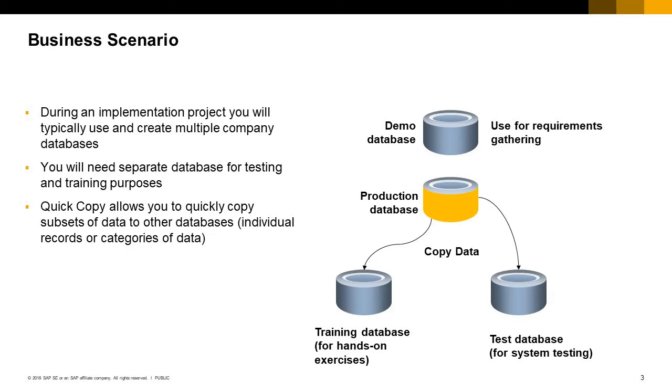You can select individual records or entire categories of data. For example, you might want to copy master data records and configuration settings from the production database to a test database. Or you can copy recent customizations you make on the production system to another database for testing and validation. Note that Quick Copy is not a full database copy. You still need to maintain full database backups for recovery purposes.